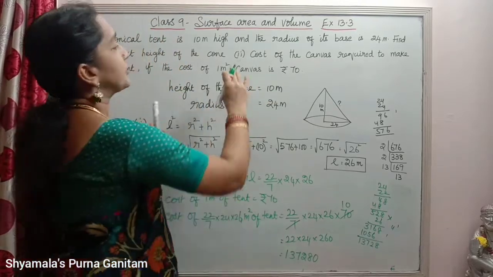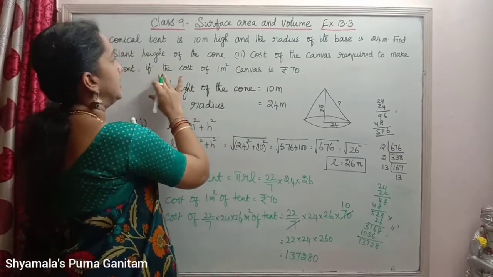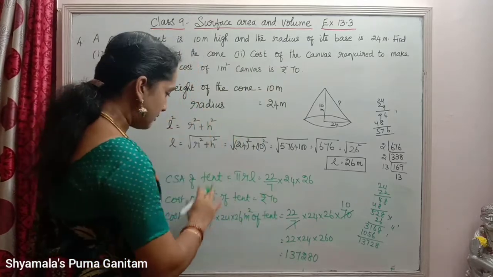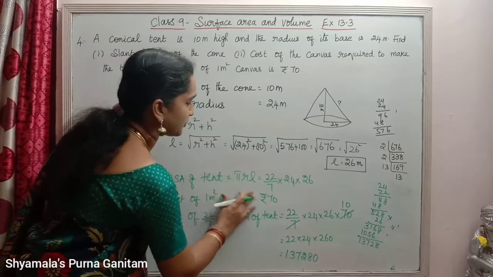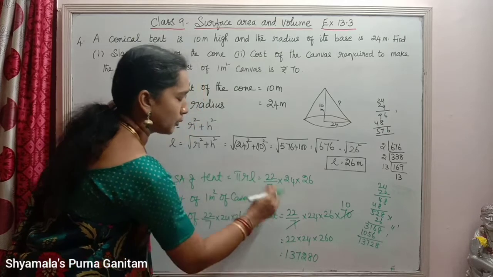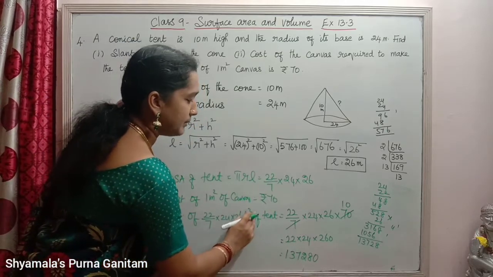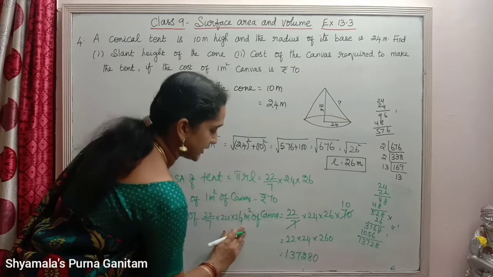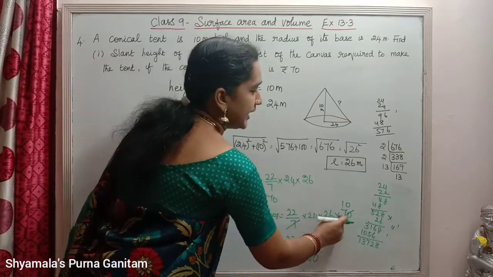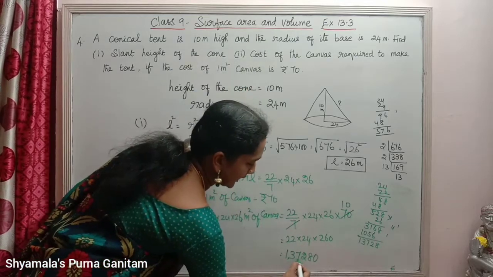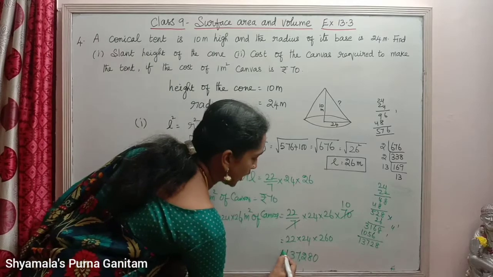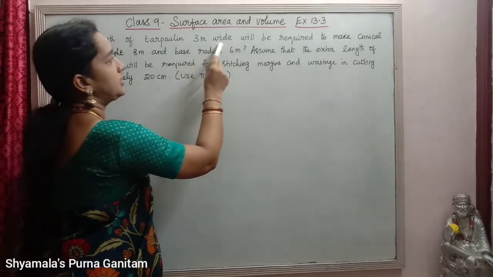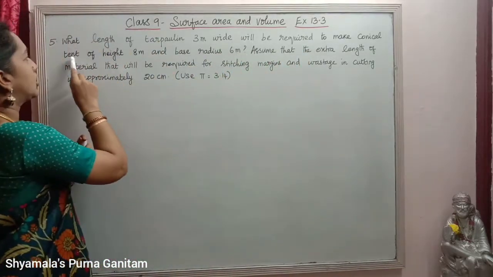That is the cost of the canvas required to make the tent, if the cost of 1 meter squared of canvas is 70 rupees. So the cost of this much canvas is equal to this curved surface area into 70. When we simplify this, we will get 1,37,280 rupees.